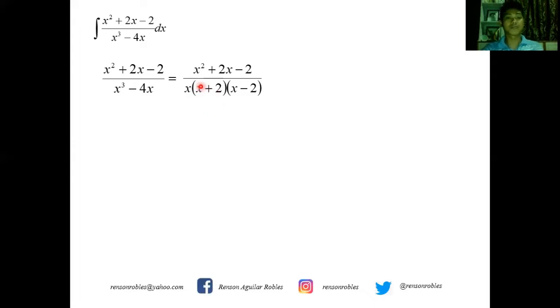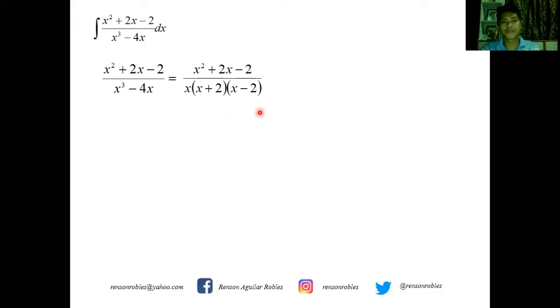So we take note of the factors of the denominator. One is x, another is x plus 2, and the other one is x minus 2, which are all linear factors. So x is repeated once, x plus 2 is repeated once, and x minus 2 is also repeated once. So this type of fraction is classified under case number 1 for non-repeated linear factor.